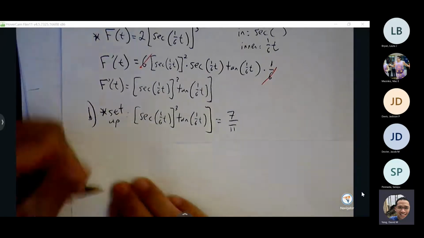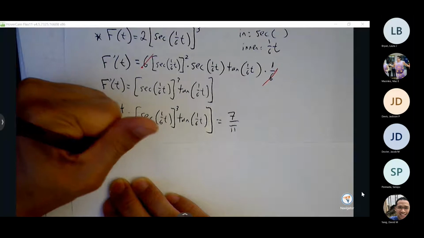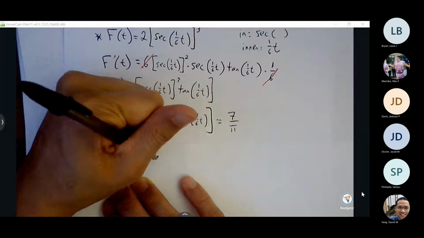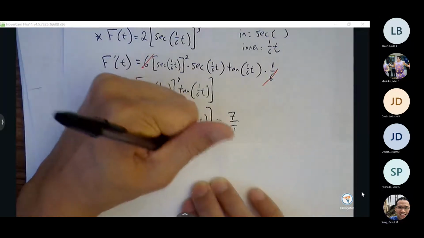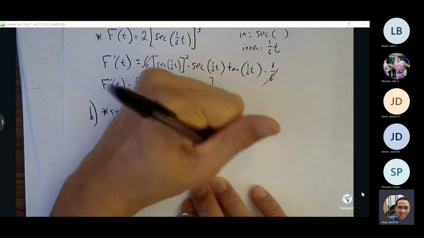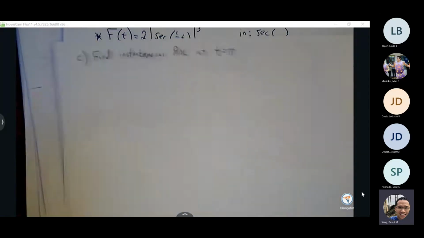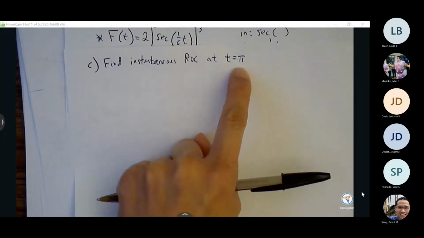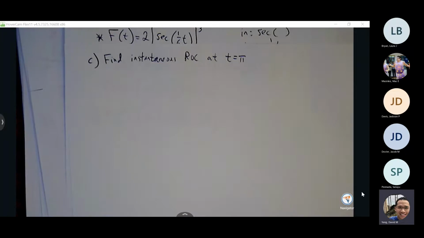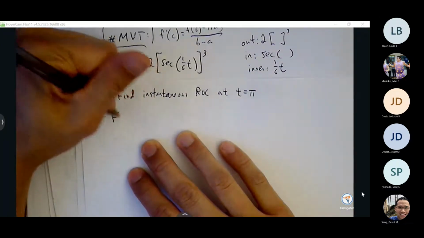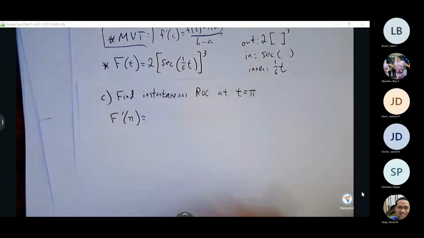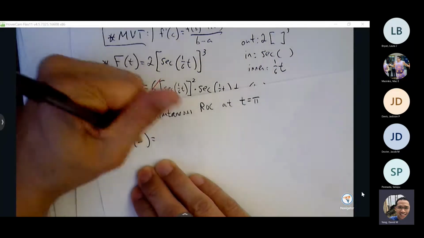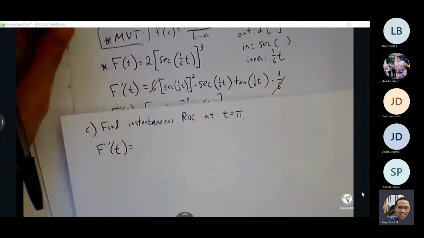Part C says find the instantaneous rate of change at t equals pi. So how do I find the instantaneous rate of change? Plug into the derivative, right? I want to find the instant slope. Let me do f prime of t first, then we can plug in. Well, let me rewrite the derivative first, and we can plug in.